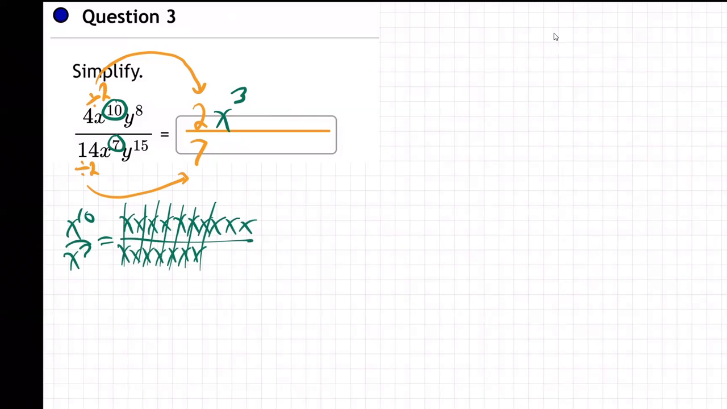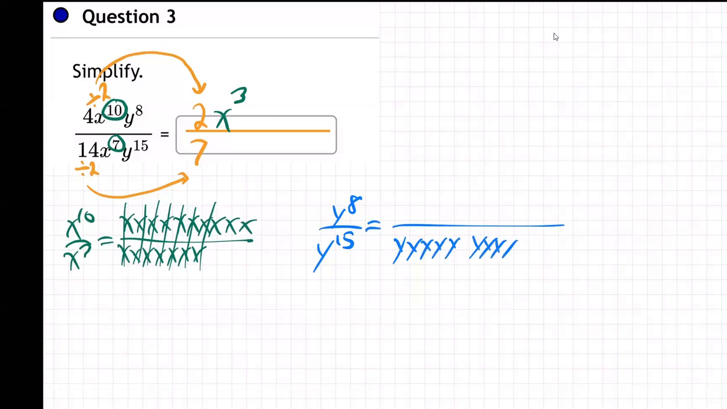Whereas when it comes to the y's, notice we have y to the 15th on the bottom, y to the 8th on the top. So really what happens, we have 15 on the bottom. You don't have to write all these out. I'm just showing 15 on the bottom, and then 8 on the top. And so then a bunch of canceling happens.